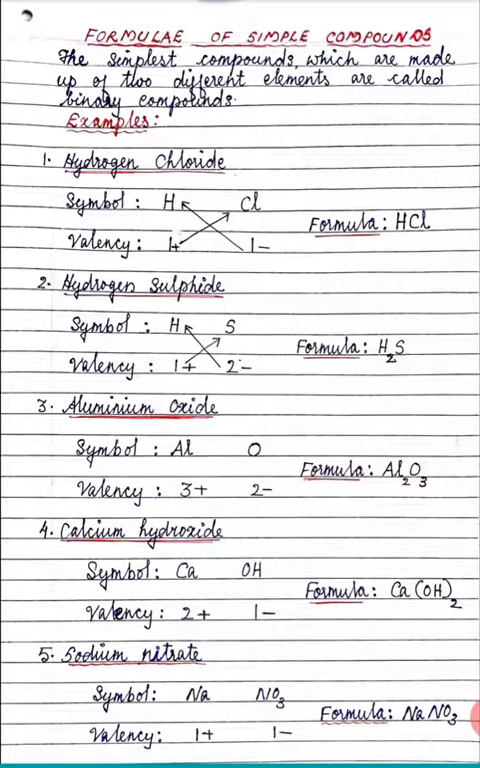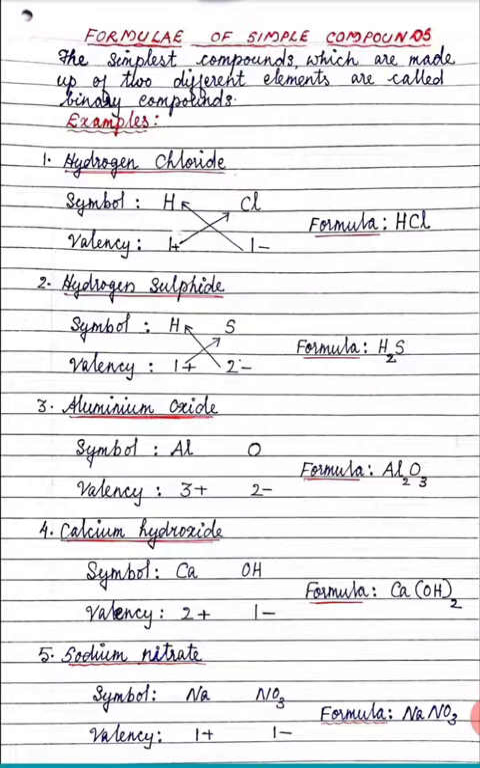Second example, hydrogen sulfide. Hydrogen sulfide is formed of hydrogen and sulfur. The symbol of hydrogen is H, sulfur is S. Valency of hydrogen is 1, valency of sulfur is 2. So while crossing over we get H2S. Now aluminium oxide, formed of the elements aluminium and oxygen. Valency of aluminium is 3 plus and that of oxygen is 2 minus. So when you cross over we get Al2O3.